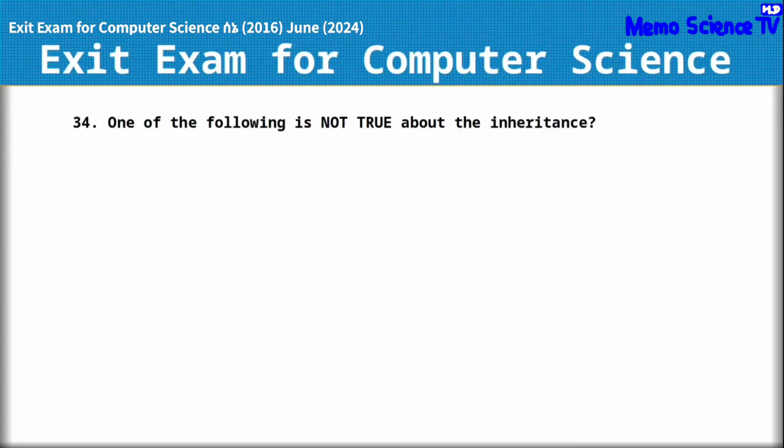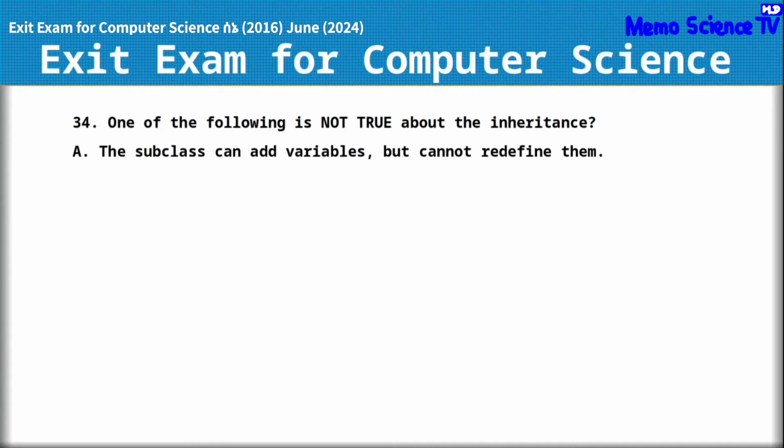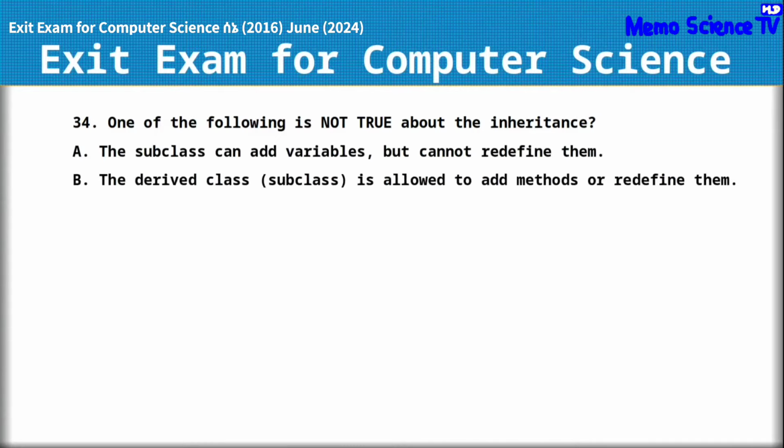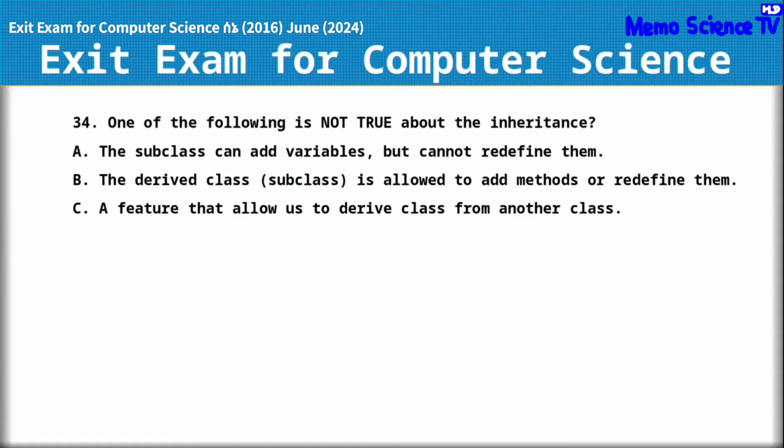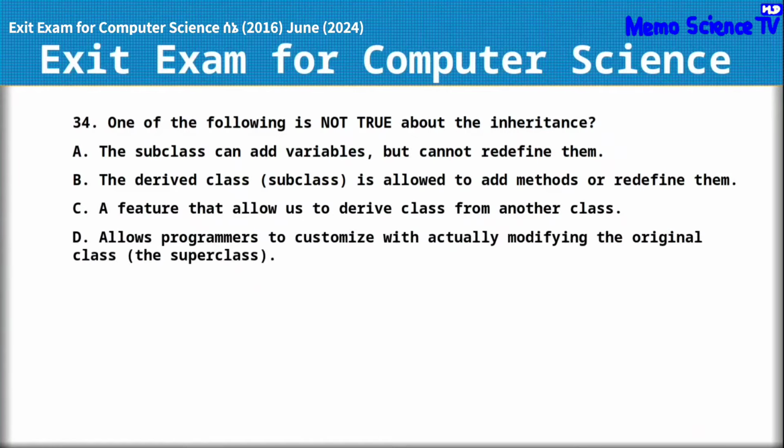Question number 34: One of the following is not true about the inheritance. A. The subclass can add variables but cannot redefine them. B. The derived class or subclass is allowed to add methods or redefine them. C. A feature that allows us to derive class from another class. D. Allows programmers to customize with actually modifying the original class or the super class.